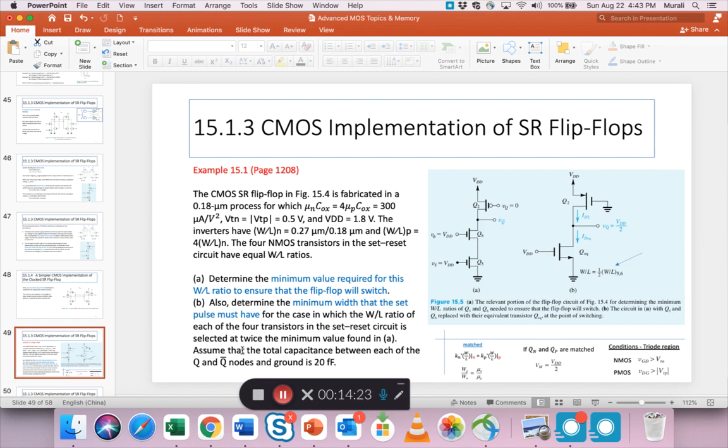So what does he say? He says that the value calculated to guarantee that the flip-flop will switch. Okay, the minimum required width of the set pulses consists of two components. The time for VQ bar in the circuit to fall from VDD to VDD by 2, and the time for the output of the Q3, Q4 inverter to rise from 0 to VDD by 2. So two things have to happen. The input voltage has to fall by half, the output voltage has to rise to half of the final, right?